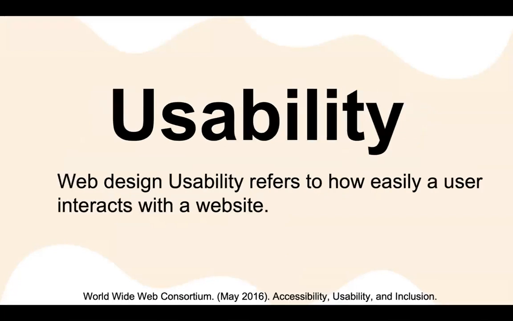Moving on to the second concept, which is usability. According to the W3C, web design usability refers to how easily a user interacts with a website. This is all about being able to effectively use the tools that you are posting online or in an application format. The W3C says it's about designing products to be effective, efficient, and satisfying. Essentially, is your user able to use your product no matter what their abilities are?